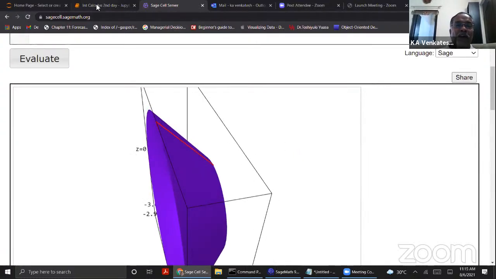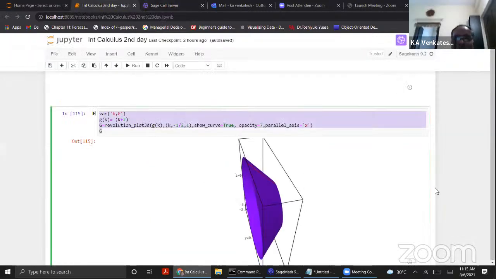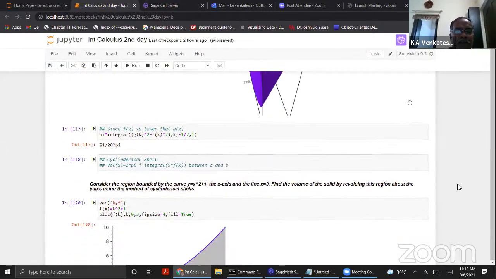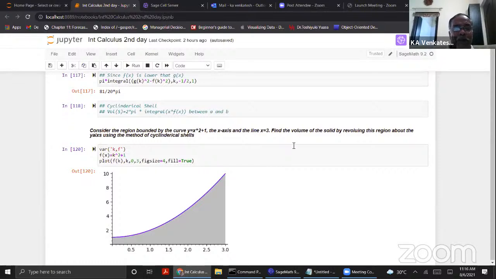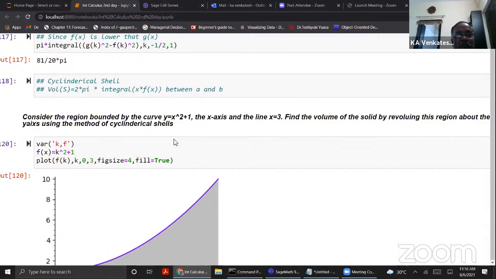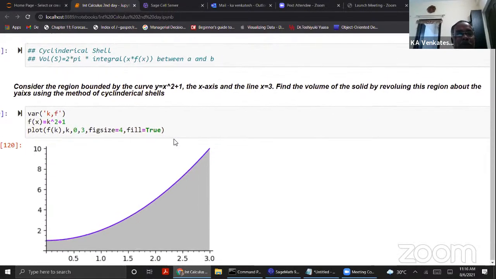So from here, this is the usual practice. What we do is integrate that. Once you integrate between this interval, it is going to become 81 by 20 pi. Now the change in the cylindrical shell method is that we change this to 2 star pi integral f of x between a and b. So this problem you are doing. I'm not going to do anything else. Another 15 minutes I'll give you, and I'll increase the size so that you can do it.